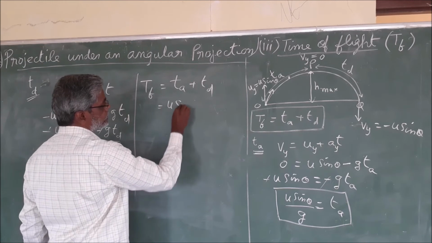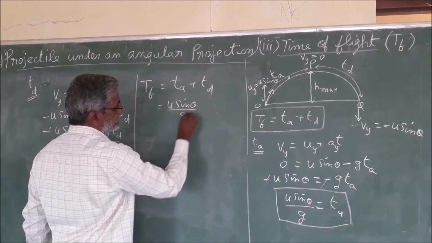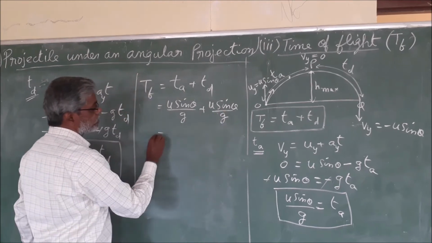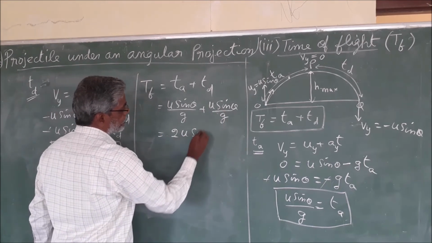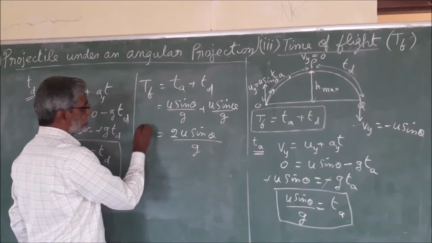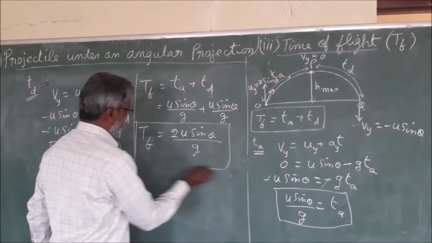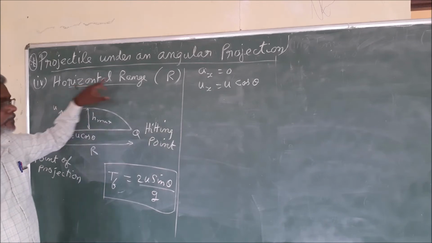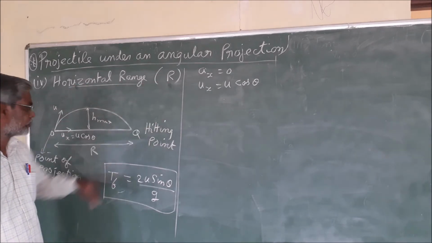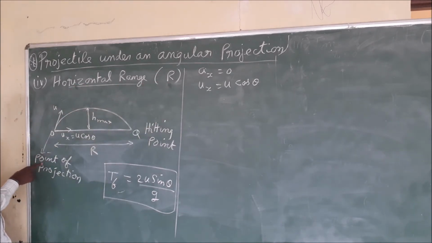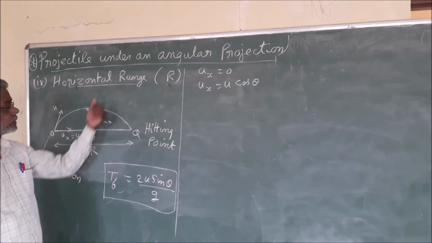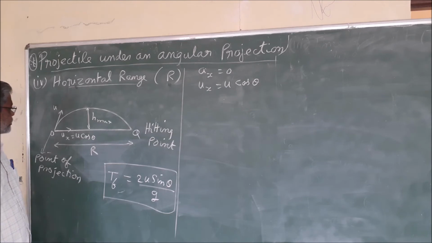That is u sin theta by g plus u sin theta by g. So totally you will get 2u sin theta by g. This will give the time of flight. So next, horizontal range, and it has been represented by R. That is the distance between the point of projection and hitting point, what we can call the horizontal range.